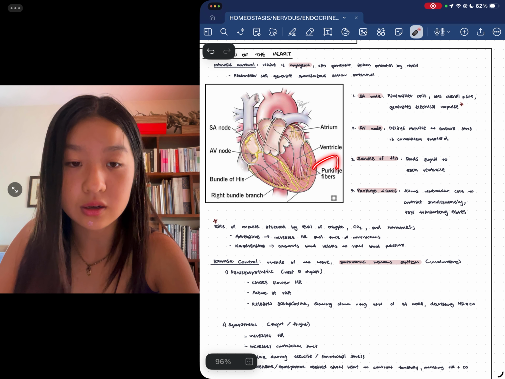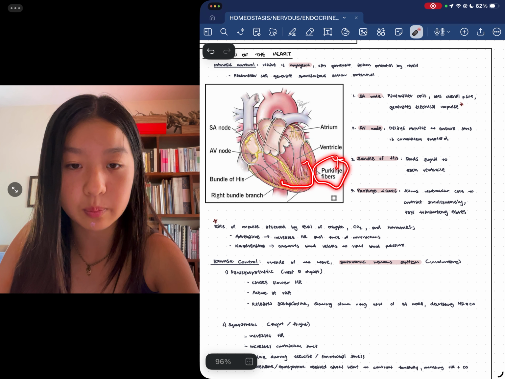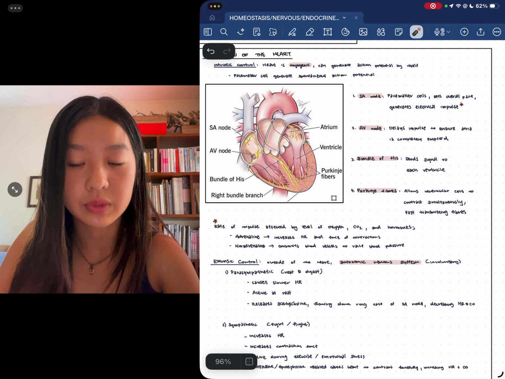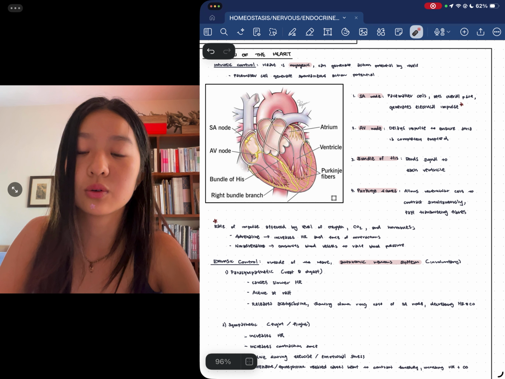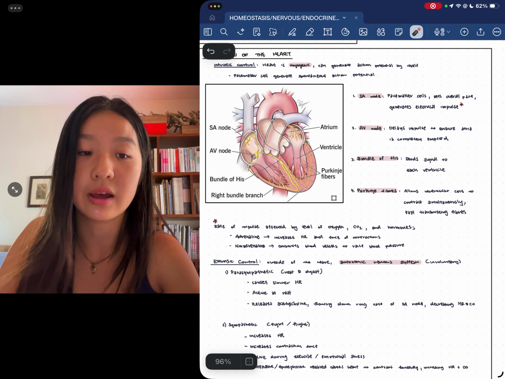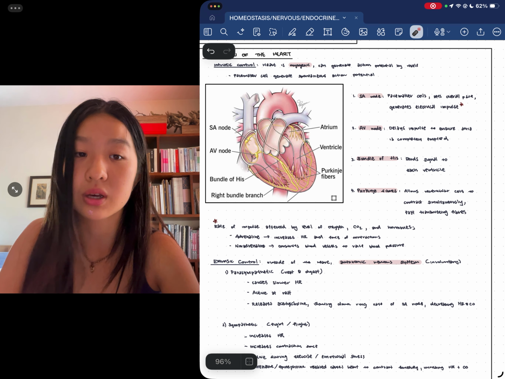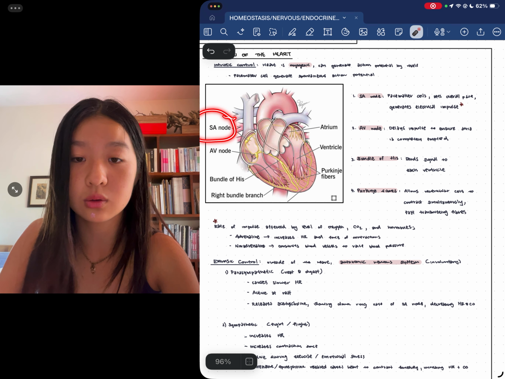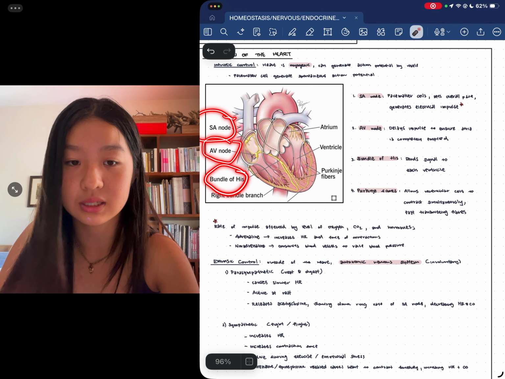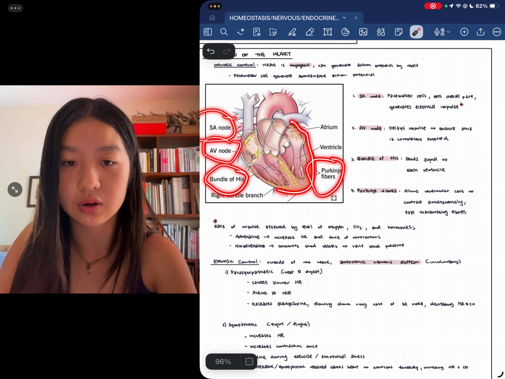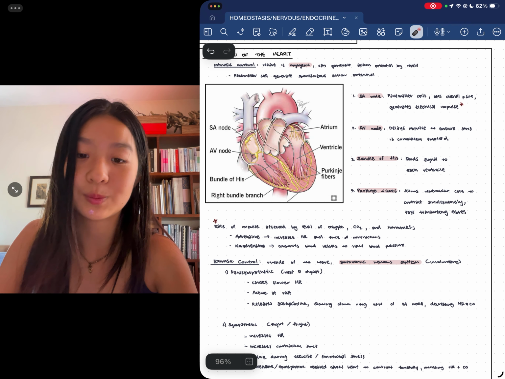And then finally it goes to the Purkinje fibers, which are at the bottom of the ventricles, and they signal the ventricles to contract simultaneously. And Purkinje fibers are fast transmitting fibers, so they're able to pass the signal along really quickly. So it goes from the SA node to the AV node, down to the bundle of His, and then to the Purkinje fibers. And that allows your heart to work and beat as one.